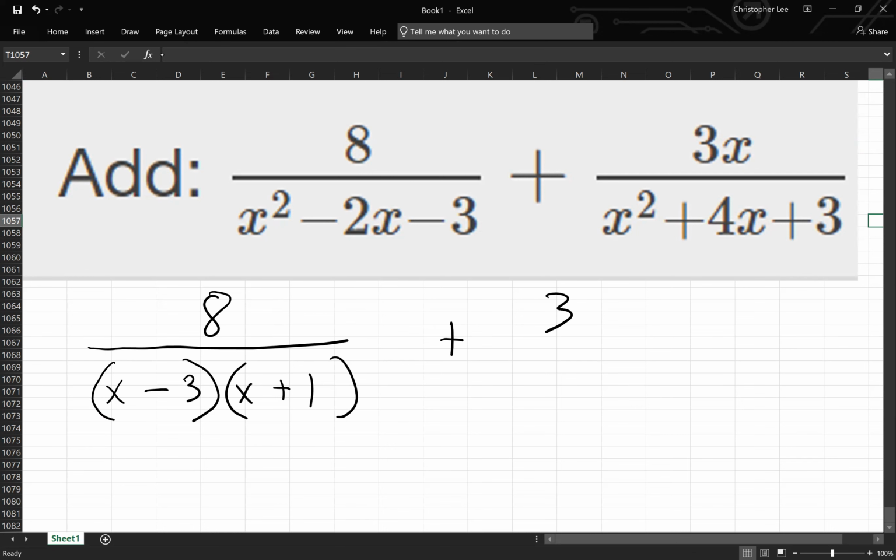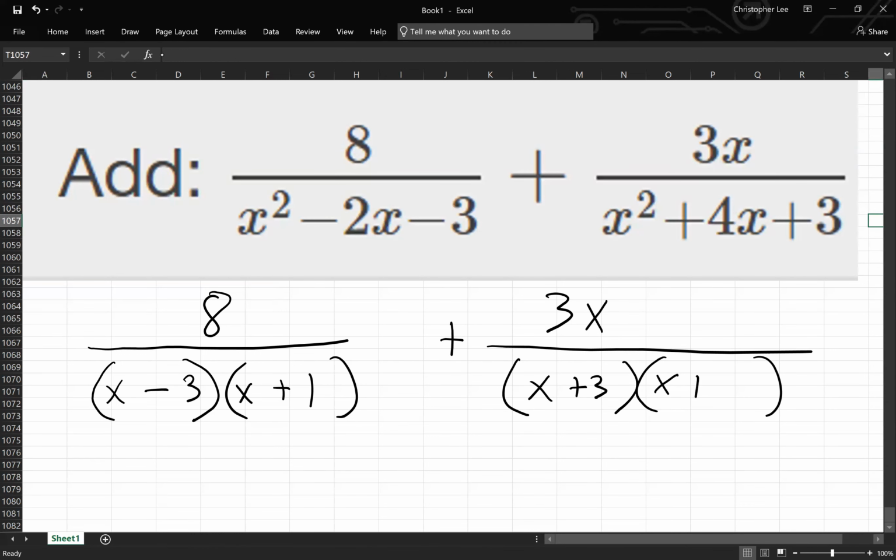On the other side, I have the 3x up top, but I want to factor the denominator. This is going to be x and x. I need two numbers that multiply to 3 and when I add them together will give me +4. What are they? 3 and 1, so x plus 3 and x plus 1. And that's it.